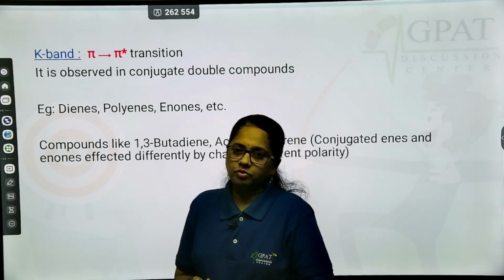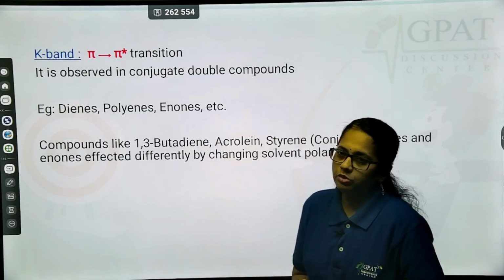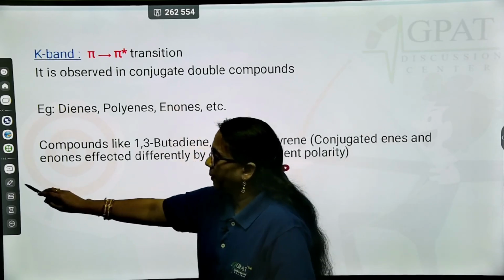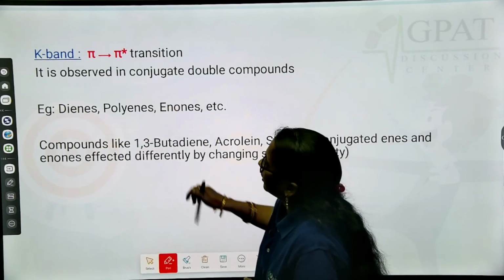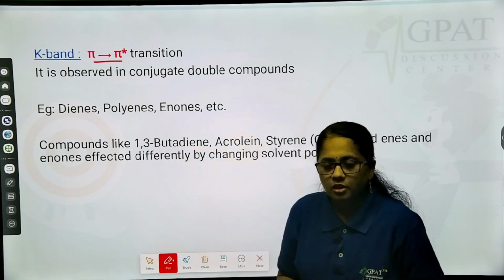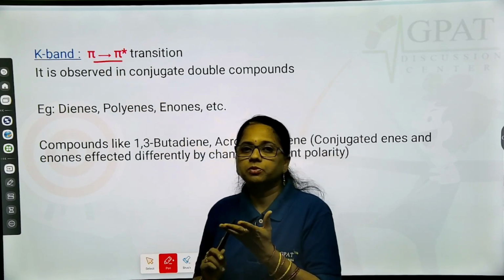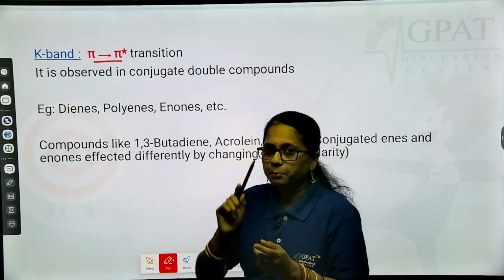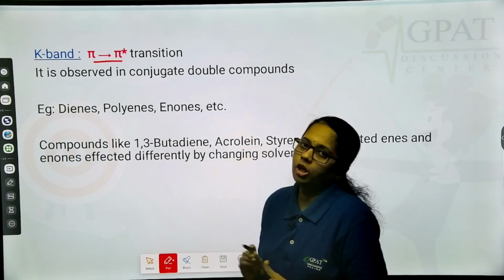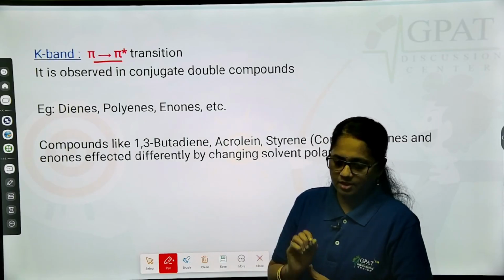Which is very commonly occurring in most of the unsaturated compounds, that is nothing but the K band. Okay, so the K type of absorption band is also due to pi to pi star. So till now we have seen the B type of absorption band, E type, and K type: B, E, K. These three are due to the pi to pi star transitions only.